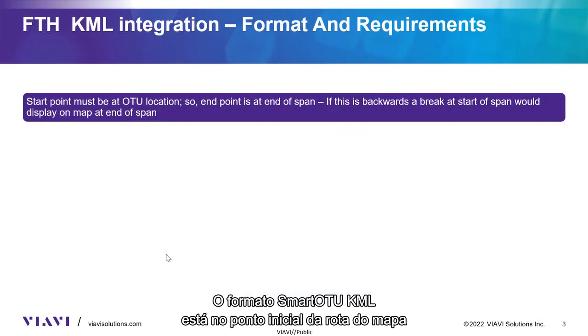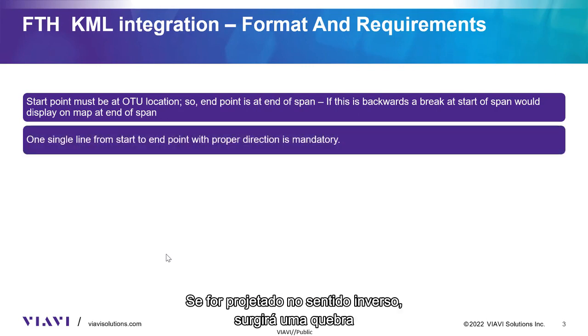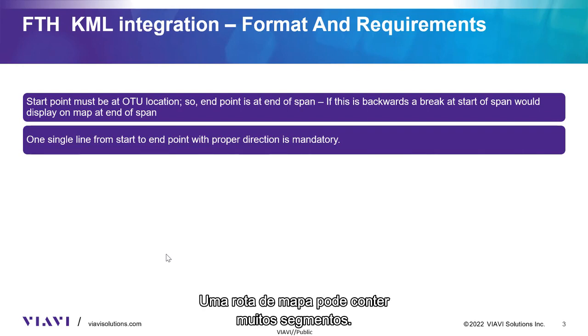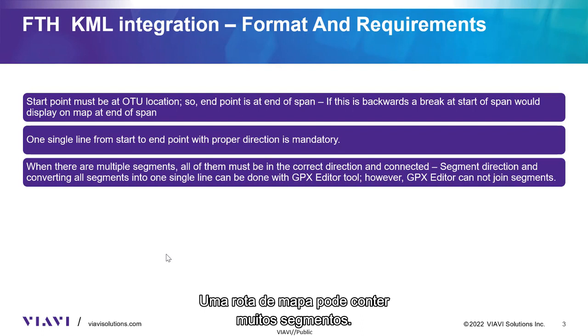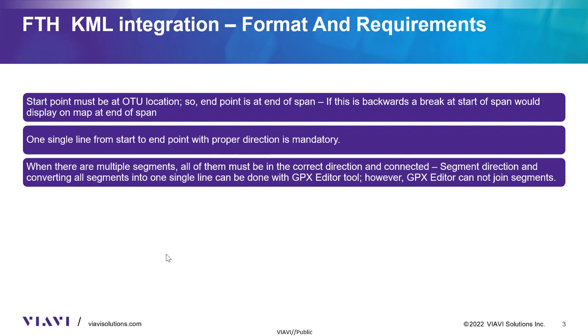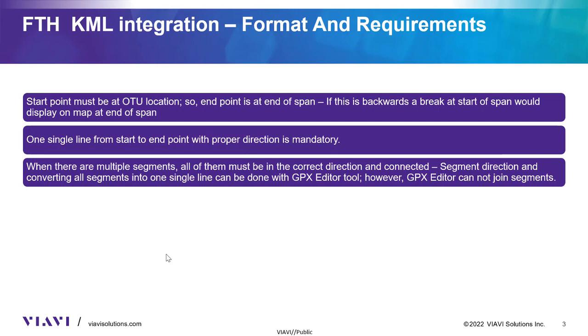The Smart OTU KML format is that the start point of the map route must match the start point of the OTU. If this is drawn backwards, then a break at the OTU would appear at the end of the span. A map route may contain many segments. If there are segments, they all must be drawn in the same direction. If the route is from the OTU east, all segments must be drawn in the east direction, and all segments must be completed so there is one complete route or span.